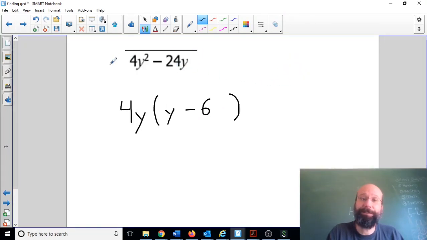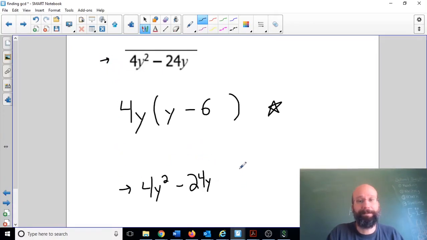And again, especially when you have these variables, this is our answer. It's good to distribute to make sure we get our original problem. 4y times y is 4y squared. 4y times negative 6 is negative 24y. And since we did get our original problem, we know we did it right, and we can move on.